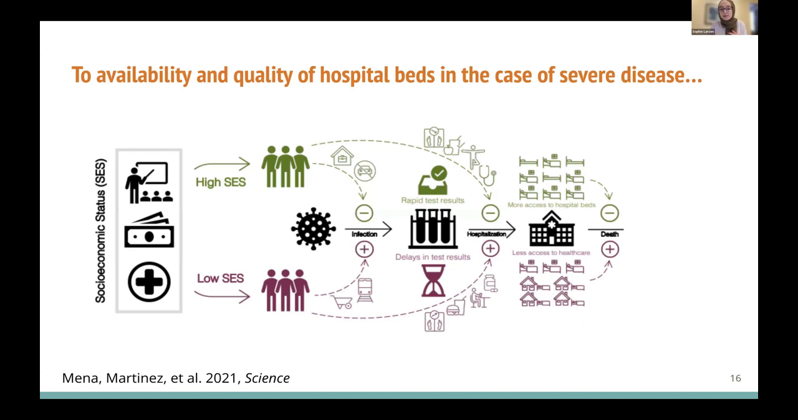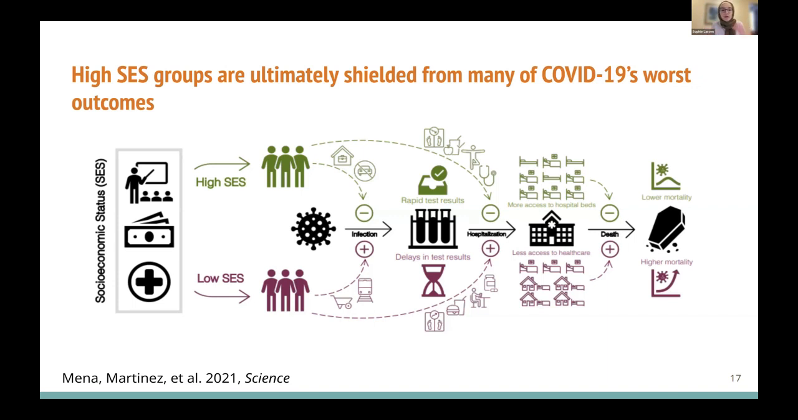But the access to hospital beds when you need hospitalization is very unequal. So in Chile, one of the things that my advisor, Dr. Martinez, saw in the early days of COVID is that at first they looked at the mortality data and they said, wow, high SES seem to be dying at a really high rate compared to low SES. This is surprising. We would have expected the opposite. But when they did a little bit more digging, what they saw was that in low SES communities, there just weren't hospitals. So people were dying at home. They were dying more, but they were dying at home. And so they weren't necessarily being counted in the same way as high SES groups. So through all of this, what we see is that high SES experience lower mortality. They're ultimately shielded from many of COVID-19's worst outcomes.